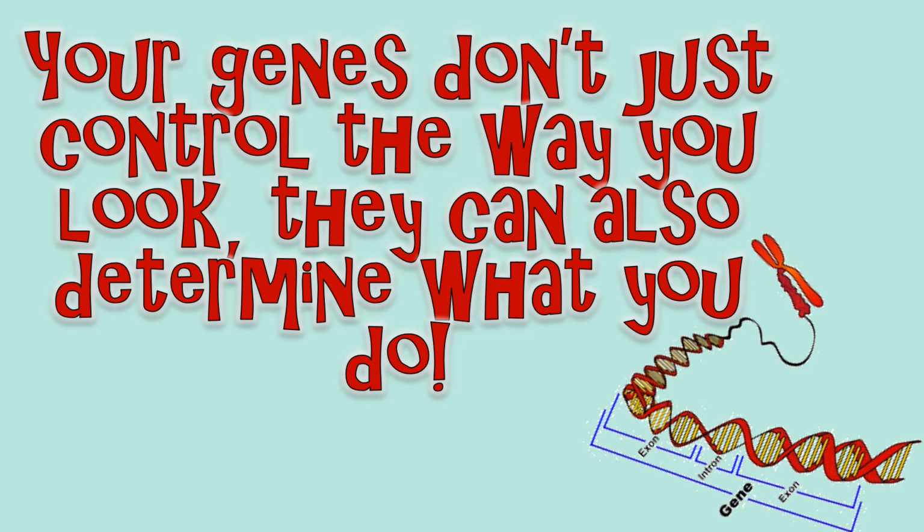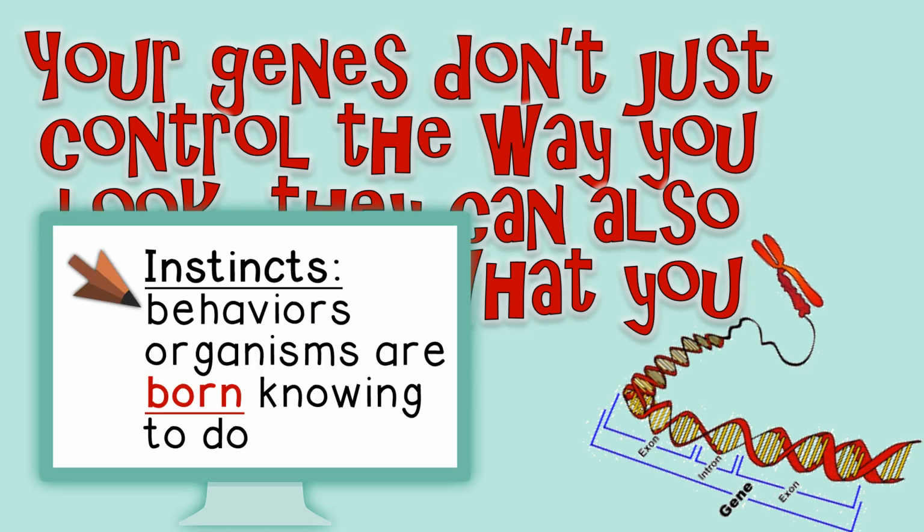Body parts and structures are not the only things that animals and plants pass on. Genes don't just control the way something looks. Instincts are also passed on from parent to offspring. Instincts are behaviors that animals are just born knowing.